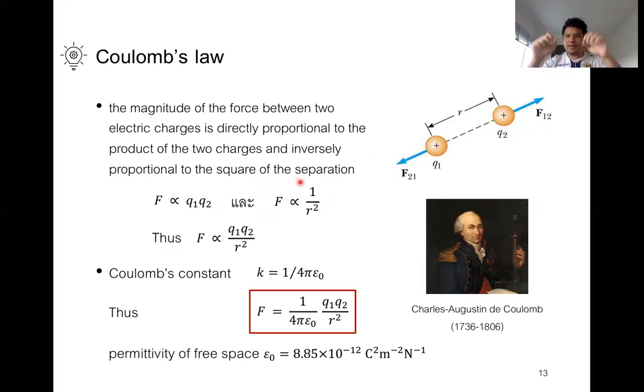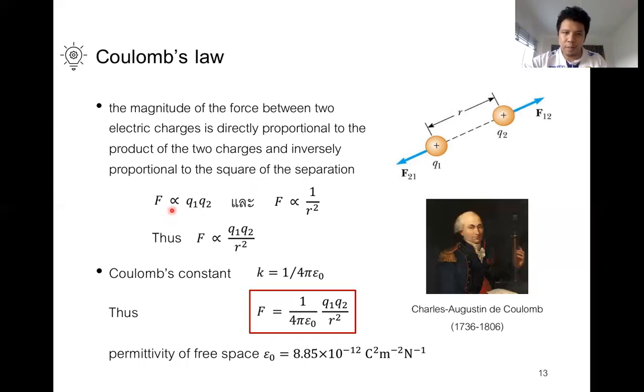That means if I separate two charges further, the force will be weaker. But if I bring two charges closer, the force will be higher. So if there is a repulsive force and I bring two charges very close, they will repel each other very hard. But if I start with two charges far away from each other, they are not going to push each other too hard.